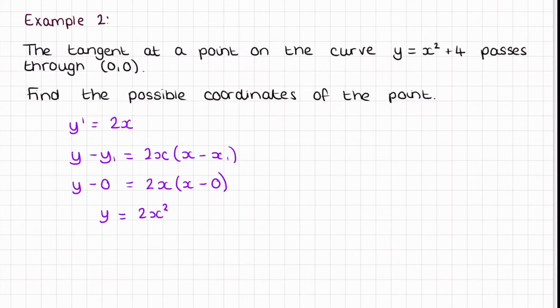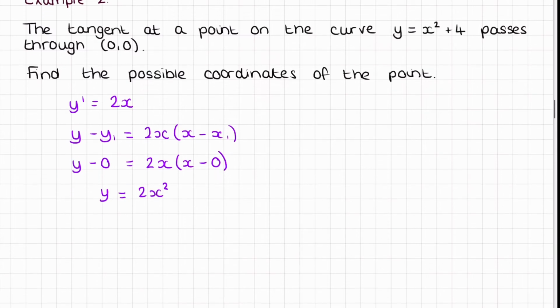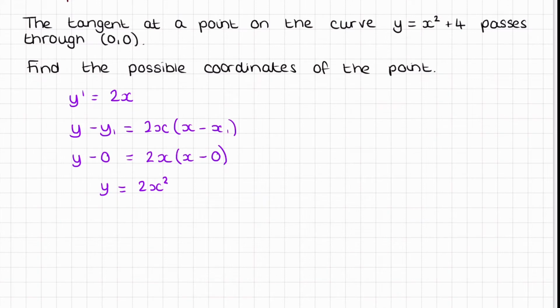Now from here we need to remember that our tangent and our original curve are going to meet, and that's the possible coordinates we're looking for, which means we can make these two equations equal each other. So our original one, x squared plus 4, and our new equation 2x squared for the tangent, because we want to know when these two are equal. You'll see we'll end up with 4 equals x squared. So x must equal 2 or negative 2.